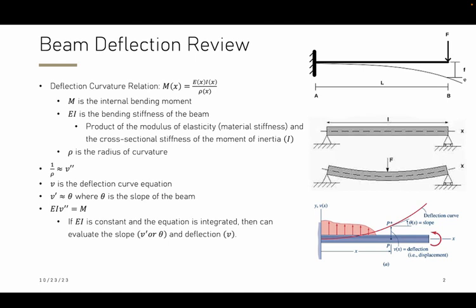Another component is that 1 over our radius of curvature is about equal to V double prime. V is our deflection curve equation, and V prime is about equal to theta, where theta is the slope. So when we do our integration, V double prime is related to 1 over the radius of curvature, V is the deflection curve, and V prime is our slope. Our bending stiffness is multiplied by our 1 over rho relationship to equal our moment, and if EI is constant, then the equation can be integrated and lead us to our slope and deflection equations.